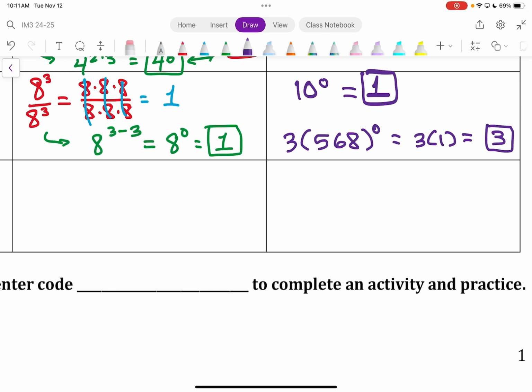Okay? Are there any questions so far? Okay. Then let's finish up with one final example. Here it is.